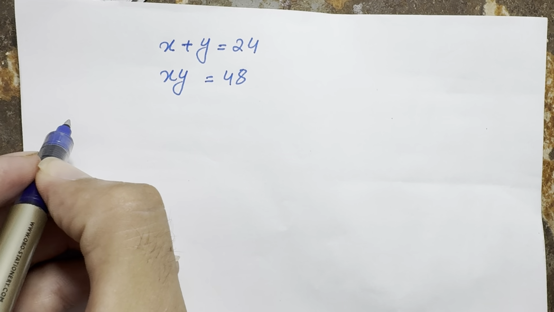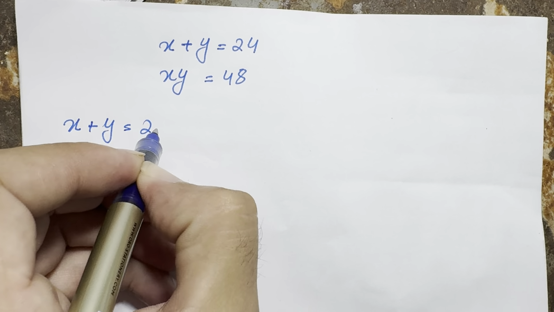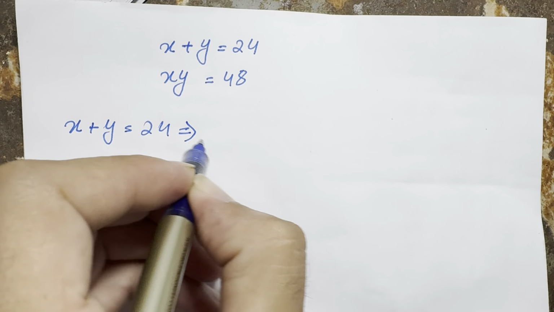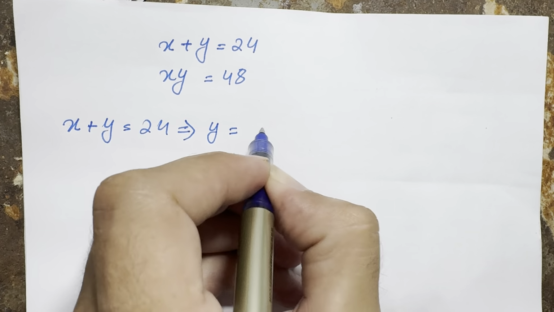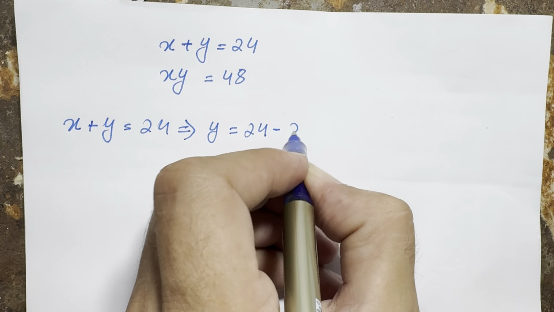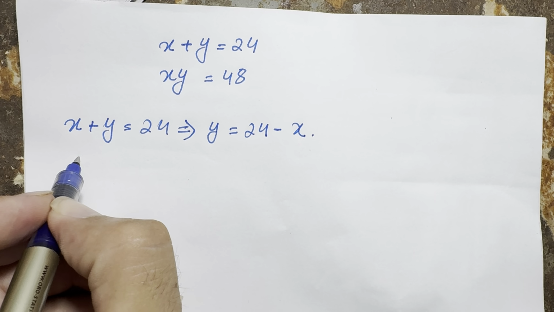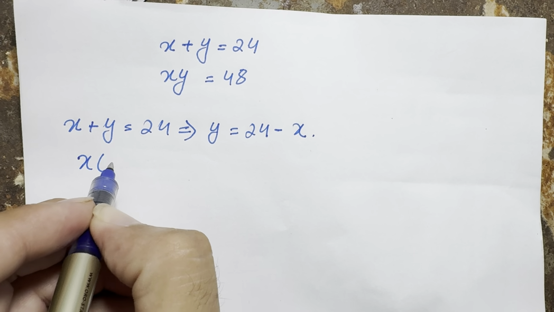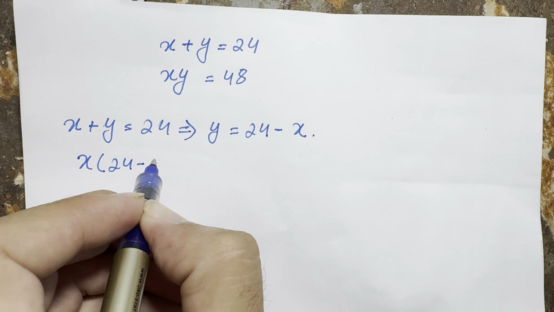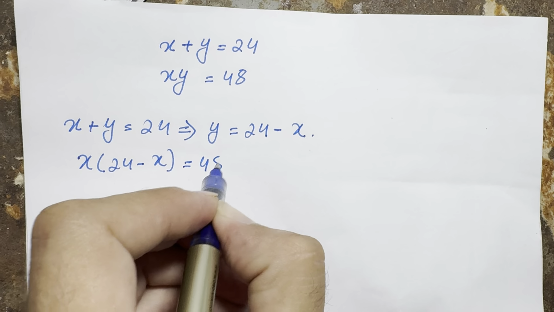So I can write this equation x plus y equal to 24. So it will become y equal to 24 minus x. Okay, so put this equation in this. So x into 24 minus x will become equal to 48.